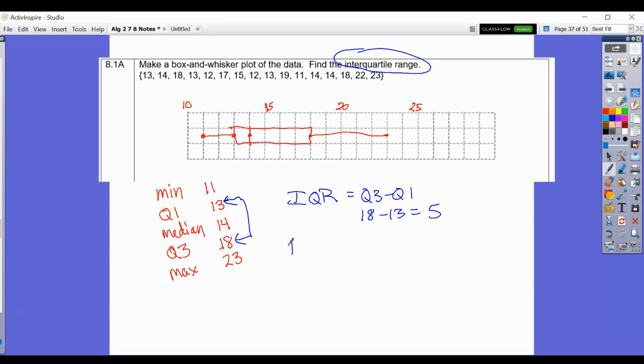It also doesn't say this, but if they asked you for the range of this data, you just take the max minus the min. So the range of the entire data is 23 minus 11, which is 12. So these numbers span 11 different numbers from high to low. But the interquartile data, where half of my data lies, is within these 5 numbers. So the interquartile range can be useful, and we will use that some more coming up to find some outliers in the second part of the lesson, which is 8.1 Part B.